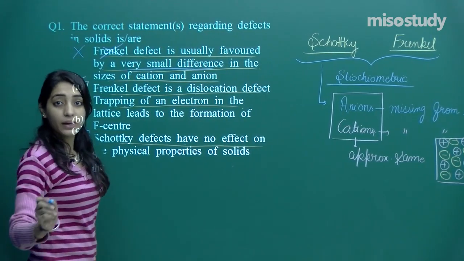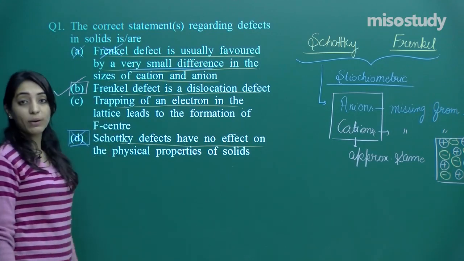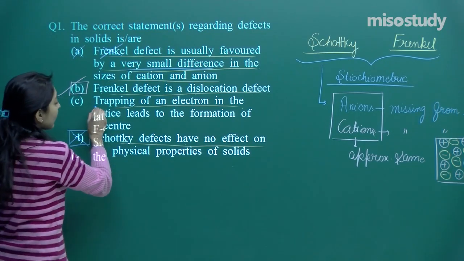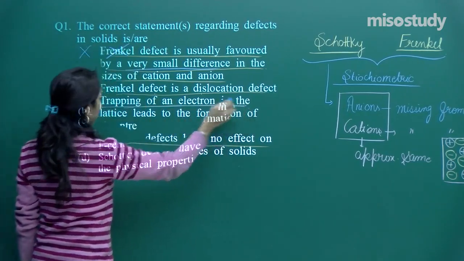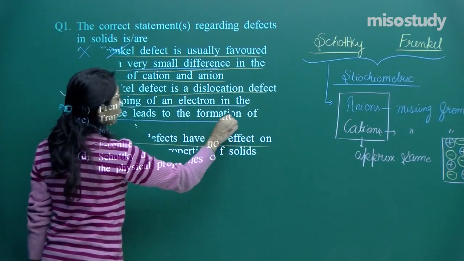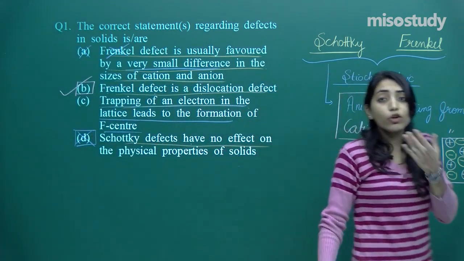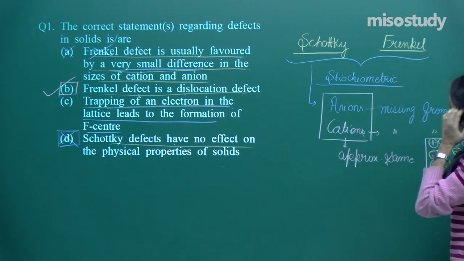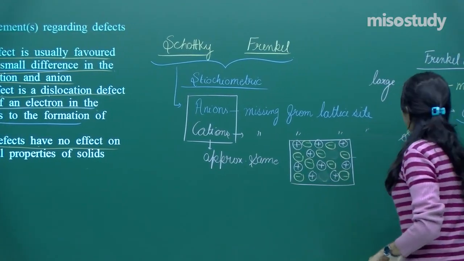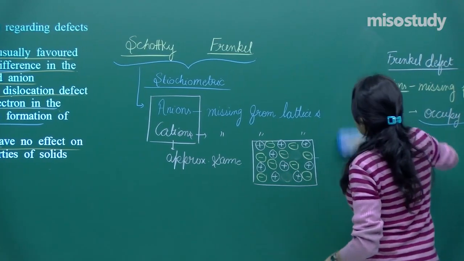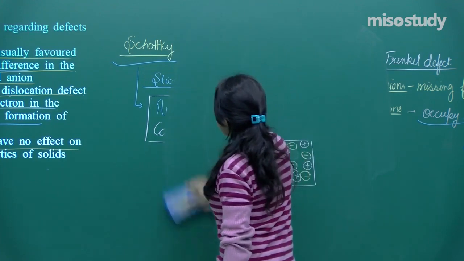Okay. Now we are finally left with the third statement which I want to read for you. Statement number 3 says that trapping of an electron in the lattice leads to the formation of F center. And guys, this is not a wrong option. This is a perfectly fine correct option. Let me just take an example where the formation of F center takes place.